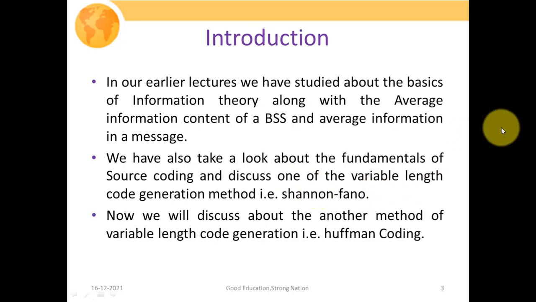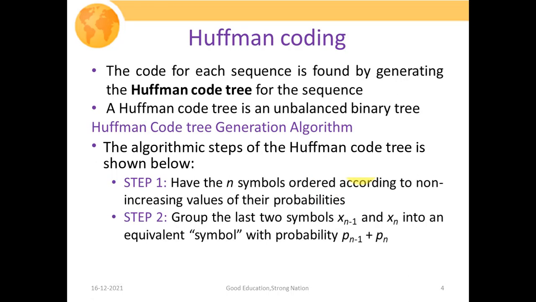So in our earlier lecture, we had already studied the basics of information theory: what is the average information content of a binary symmetric source, what is information rate, what is average information in the message, entropy, etc. We have also taken a look at the fundamentals of source coding and discussed one of the variable length code generation methods, which is an instantaneous code generation method, that is Shannon-Fano. So now in this particular lecture, we are going to discuss another method of variable length code generation, that is your Huffman coding. The code for each sequence is found by generating the Huffman code tree for the sequence.